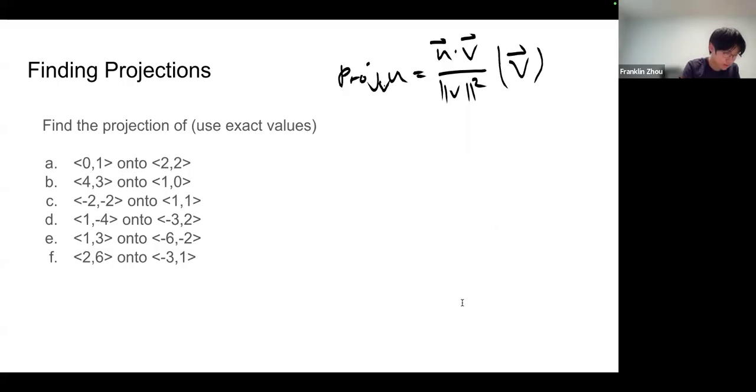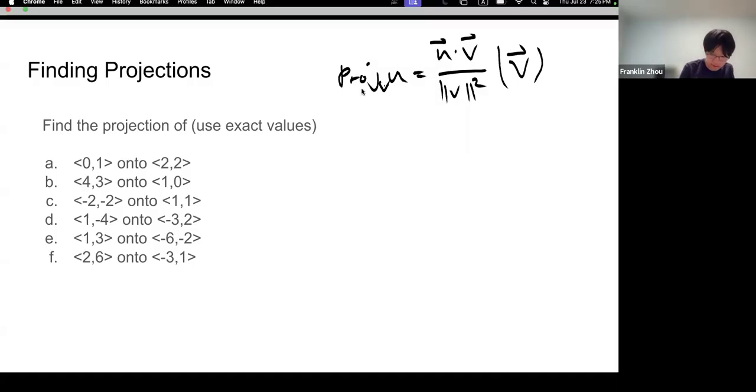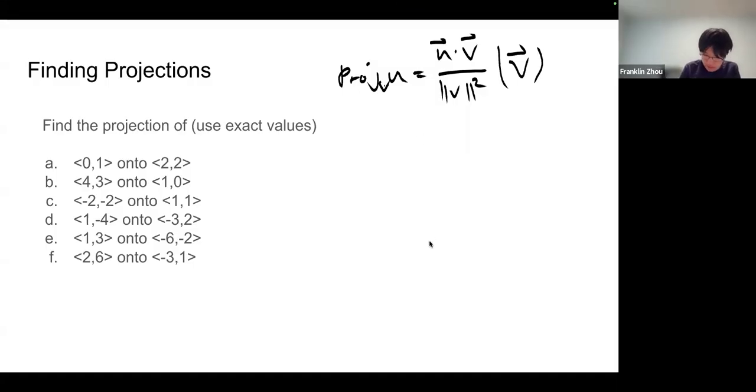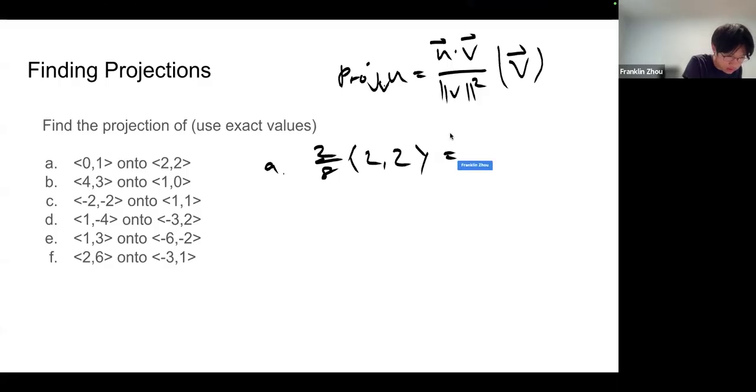Okay, I'm going to go over the answers now. For the dot products on the top and calculating the magnitudes, I'm not going to show that, since if you've done the homework, that should be pretty familiar to you. I'll just show the rest of the calculation. So for part A, it would be 2 over 8 multiplied by this vector. Should have gone 1/2, 1/2.